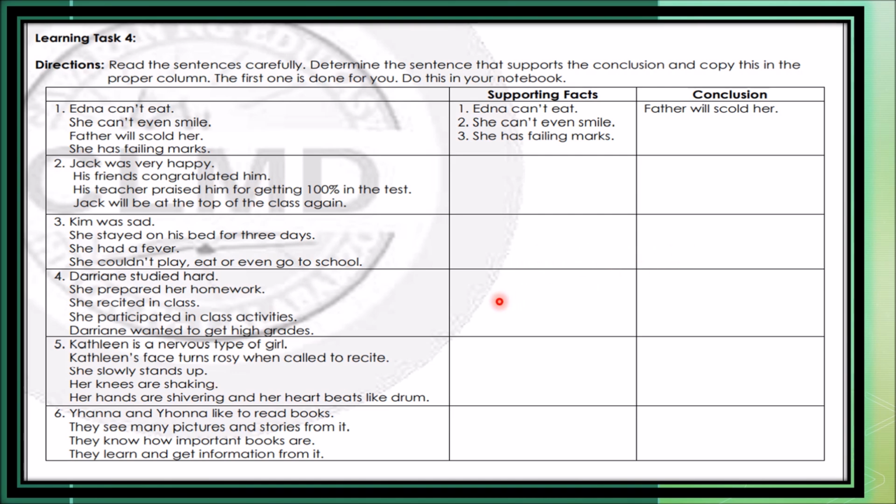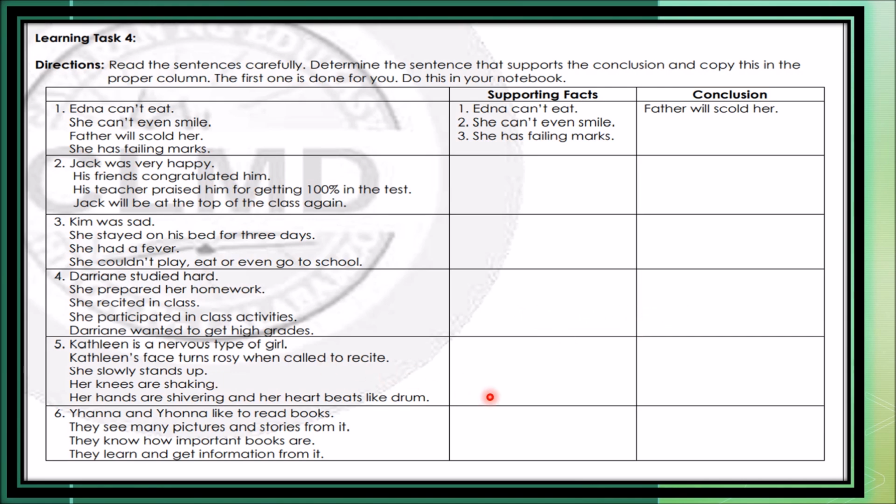For number 4, Darian studied hard. She prepared her homework. She recited in class. She participated in class activities. Darian wanted to get high grades. So, what are the supporting facts here? Then, what is the conclusion?